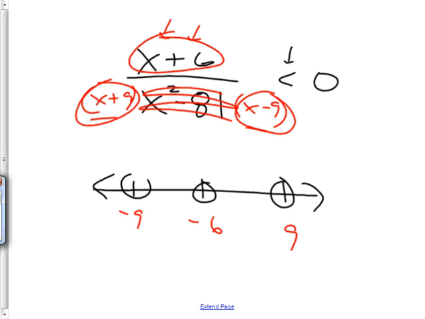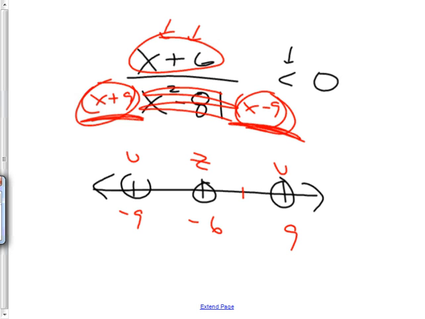The one that makes the top 0 is a 0, because if the top is 0, the whole thing's 0. If the bottom is 0, like these guys make it, if I make a 9 or a -9 go in, it'll make them undefined. Those are U's. Raise your hand if you had UZU. Okay, good. Then we just have to test between.